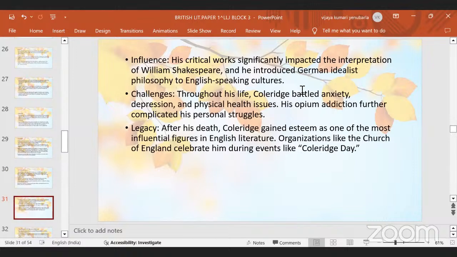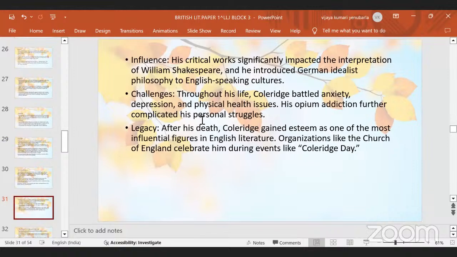That is, German idealist philosophy combines empiricism and reason. That means you have to observe, you have to learn, and based on reason, you have to learn. So both are two opposite theories, but here Coleridge mixes them, and he wants to take ideas from both theories. And he introduced that to English-speaking cultures.